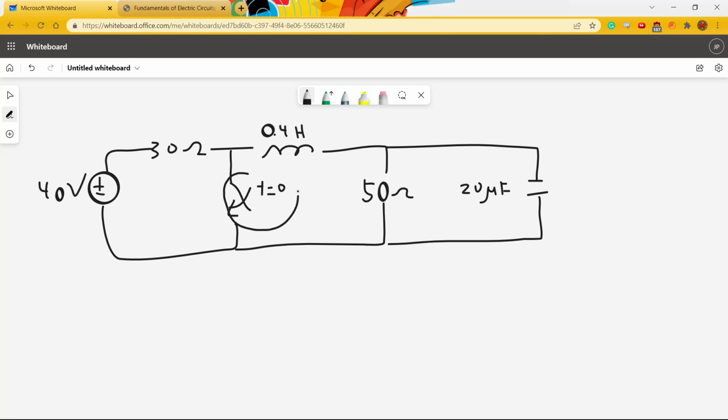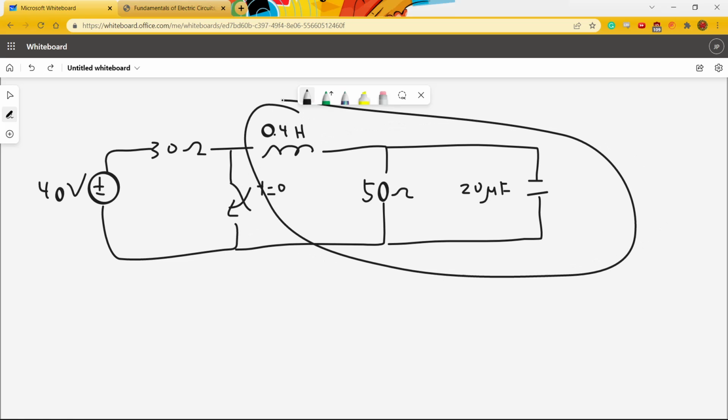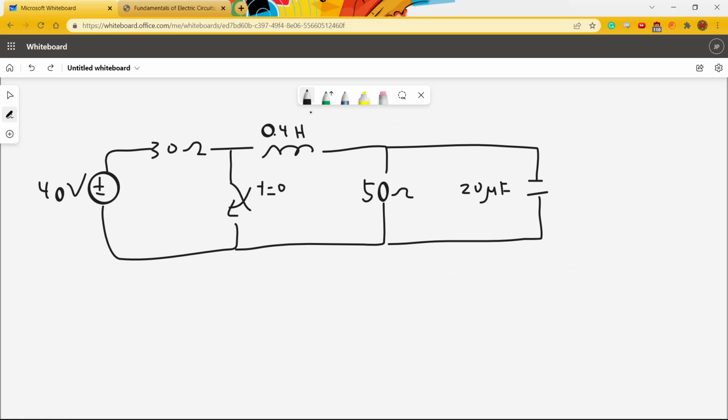Suppose you have the following circuit in which the switch closes at time equals 0, and you are asked to determine the voltage across the capacitor as a function of time after time equals 0. Note that when this switch closes, this short will cause this section of the circuit to be isolated from this section of the circuit, leaving this section of the circuit a parallel RLC circuit.